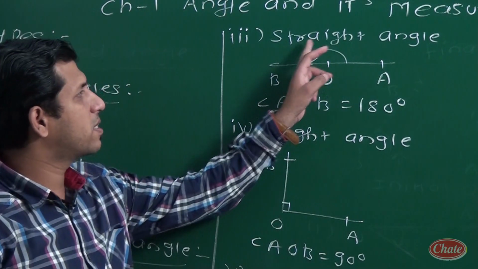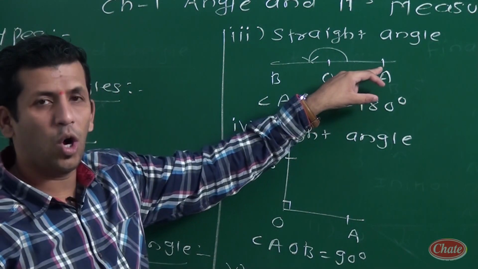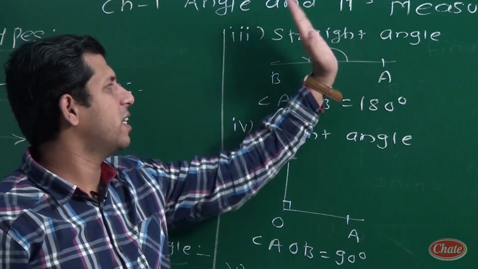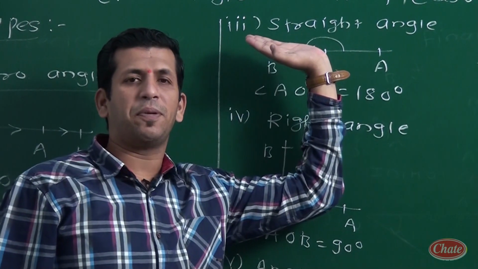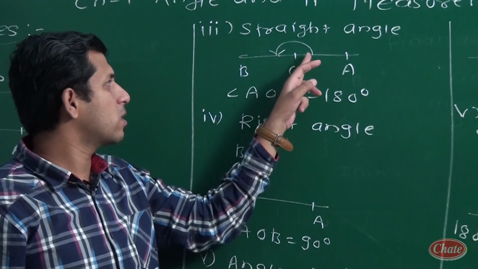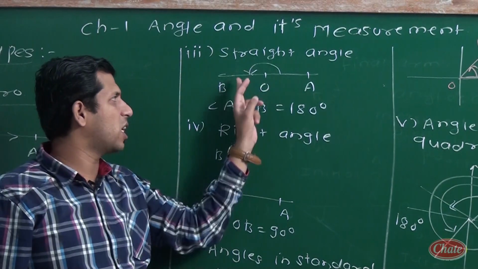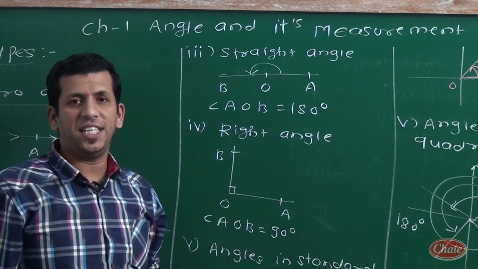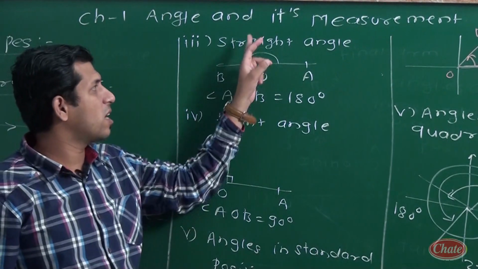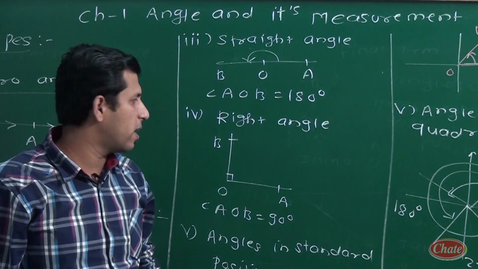Now the third type, straight angle. See, this is the initial arm OA. I have rotated it like this and held it here, opposite of OA. Then this total angle AOB is 180 degree, and this is called straight angle.